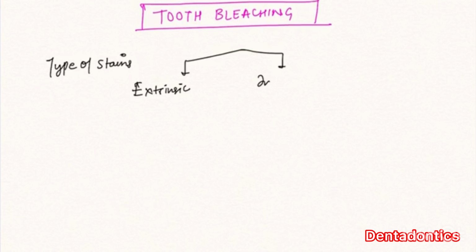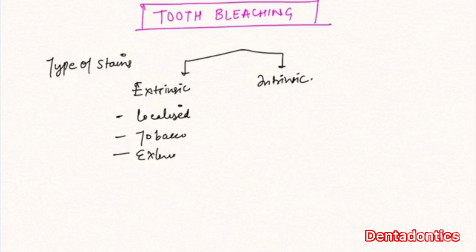Extrinsic stains are accumulations of chromogenic substances on the external surface of the tooth, because of poor hygiene and ingestion of tobacco and drinks, and they are mainly localized. Then next are the intrinsic stains.